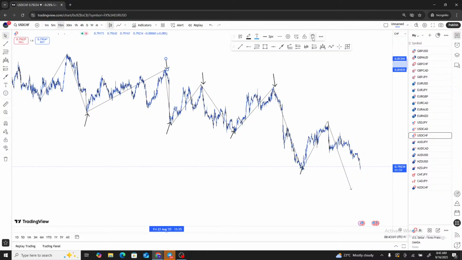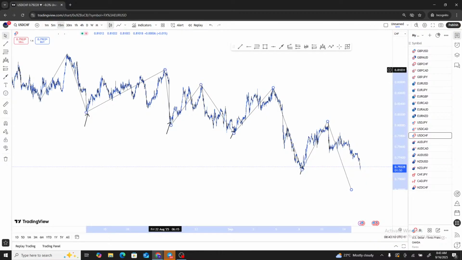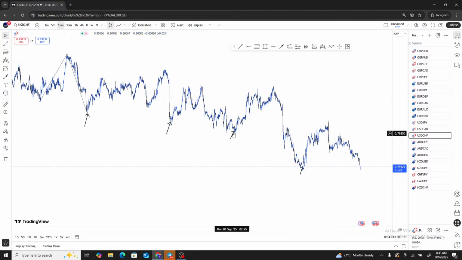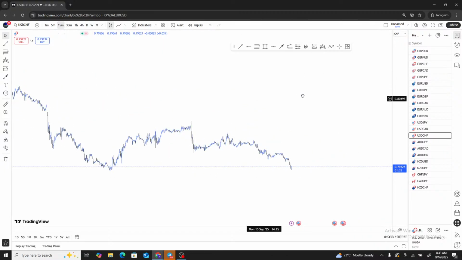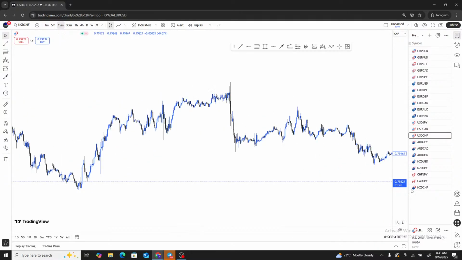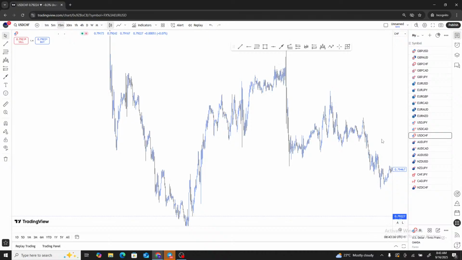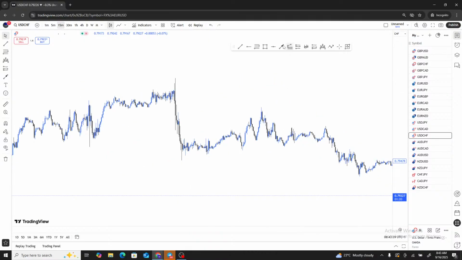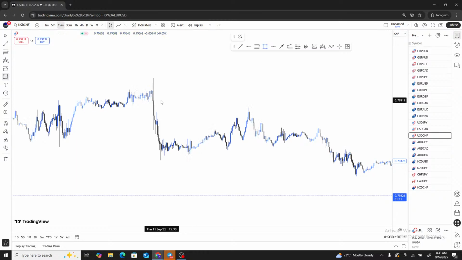I want to delete this. So now we know the structure. We know that the market is in a downtrend. The only thing we're going to do now is to start marking out our levels where we want to take our trades from. So I'm going to zoom in and out now. First thing we are going to do is to mark out our order blocks. As we can see right here, there is a hidden order block here.